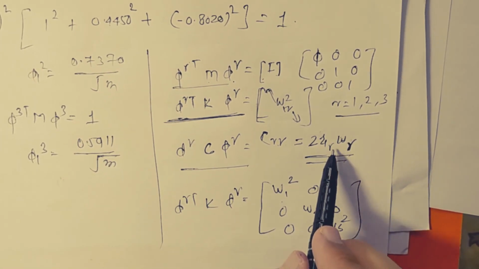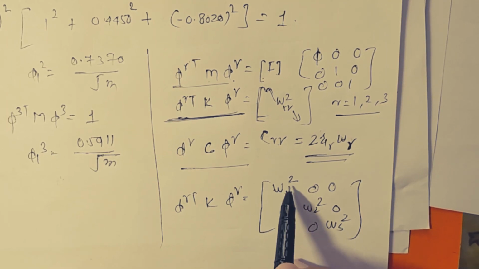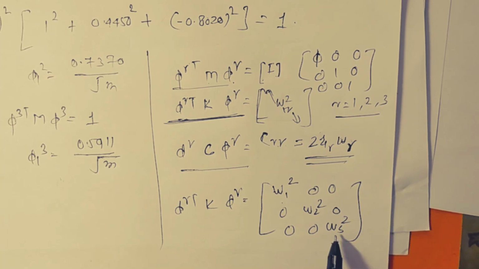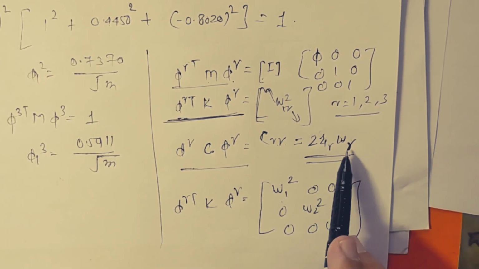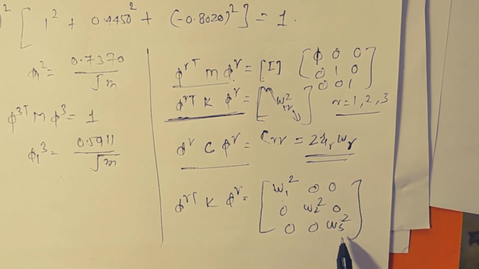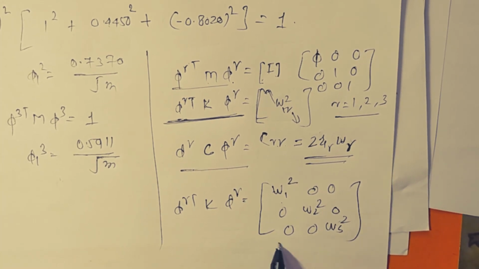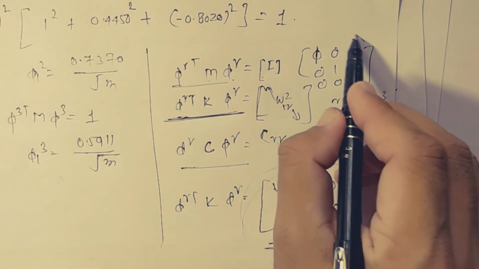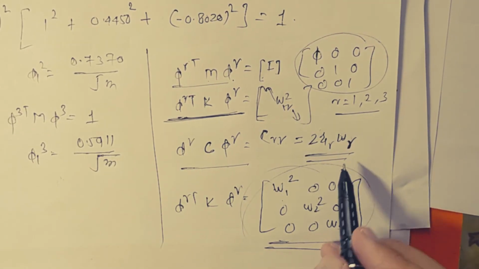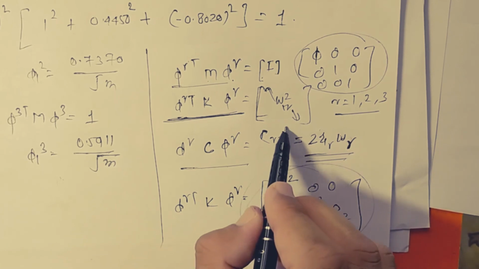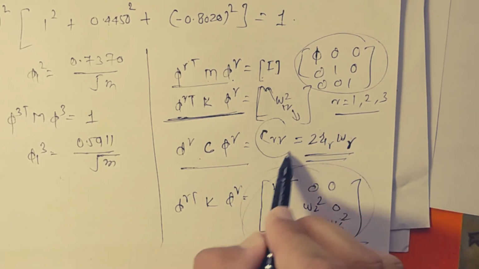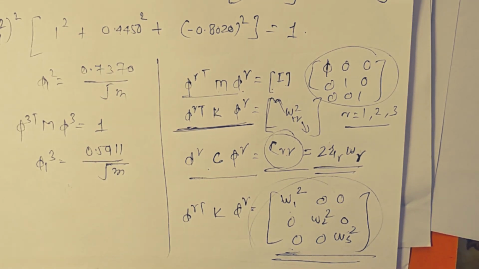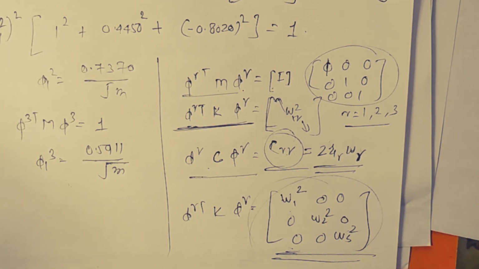Similarly, in the damping matrix, this would be 2 zeta 1 omega 1, at this place this would be 2 zeta 2 omega 2, and at this place this would be 2 zeta 3 omega 3. And these matrices are known as modal matrices. This is the modal stiffness matrix, this is the modal mass matrix, and in the case of the damping matrix, this is the modal damping matrix. So this is all about the orthonormalization of mode shapes. Thank you.